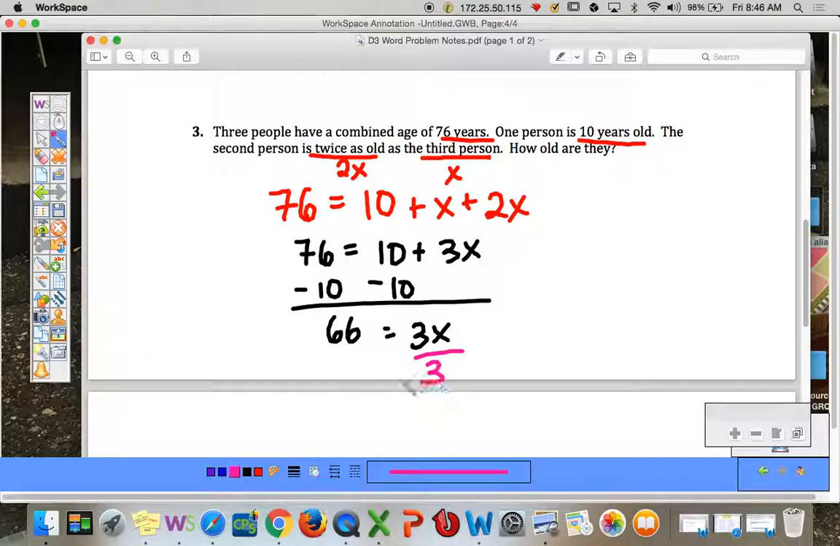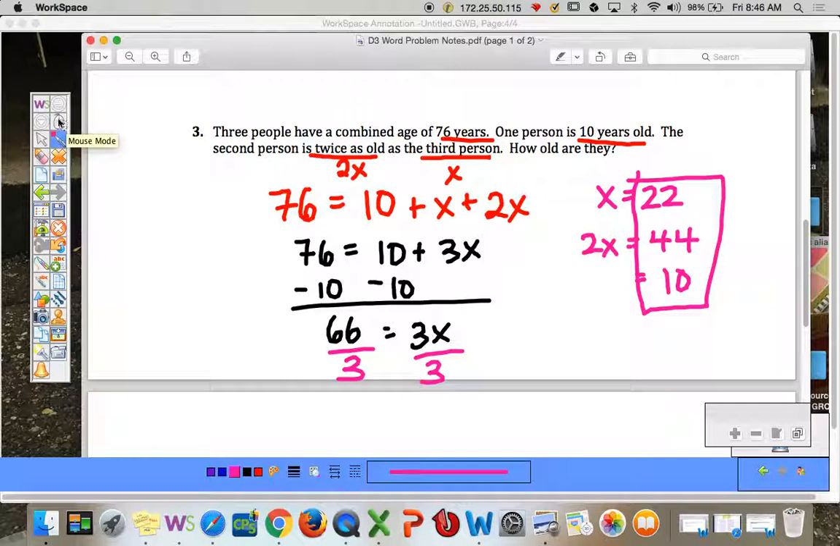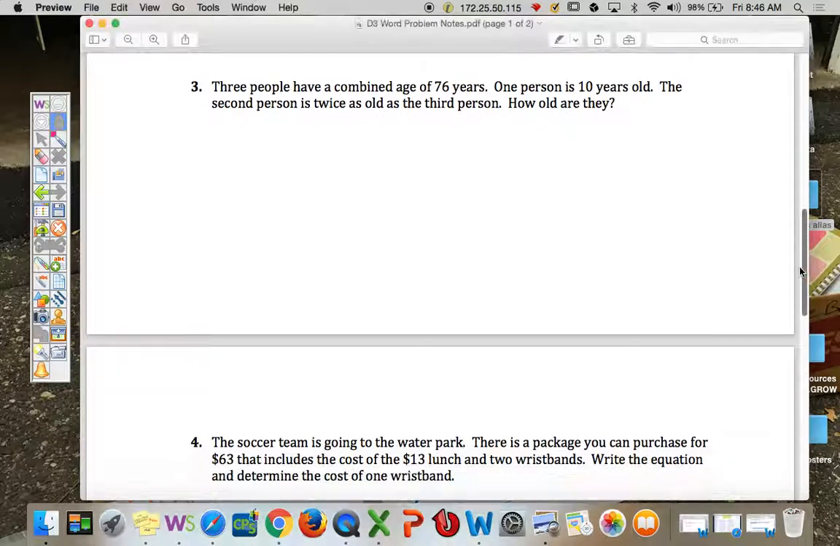Divide by 3. So x is 22. So one person is 22. The 2x person is 44. And then remember, one person was 10 years old. So here are all the different ages. Together, they should add up to 76.